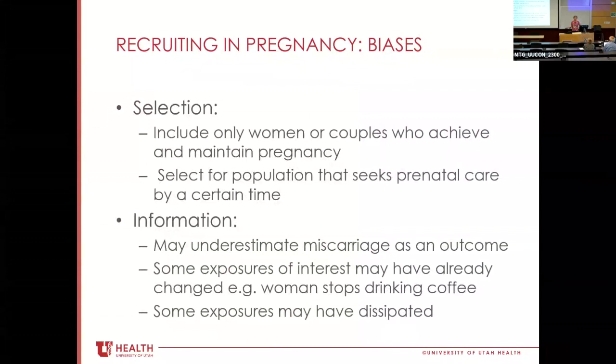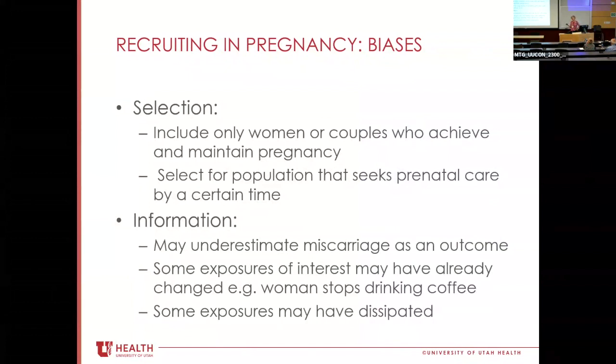And in the information bias land, we might be underestimating miscarriage because we know a lot of those are just missed. And another thing is, if we are measuring exposures during pregnancy, some exposures that we care about might have already changed. I know not everyone in this room has been pregnant, but let me tell you, when you're pregnant, things that you used to enjoy, you might not enjoy anymore, right? And so we can't measure that if you're not being exposed to it.